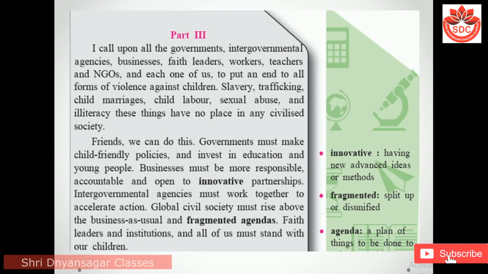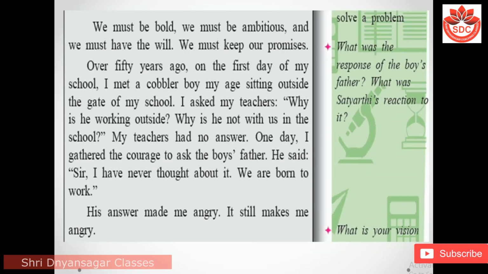Governments must make child-friendly policies and invest in education and young people. Businesses must be more responsible, accountable, and open to innovative partnerships. Intergovernmental agencies must work together to accelerate action. Global civil society must rise above business as usual and fragmented agendas. Faith leaders and institutions and all of us must stand with our children. We must be bold, we must be ambitious, and we must have the will. We must keep our promises.